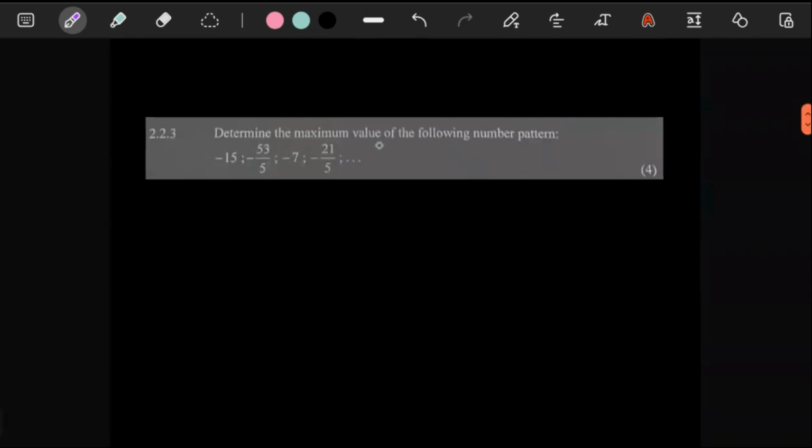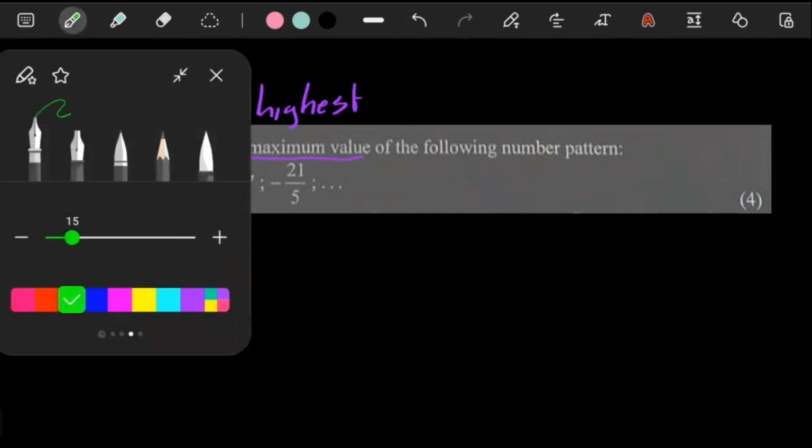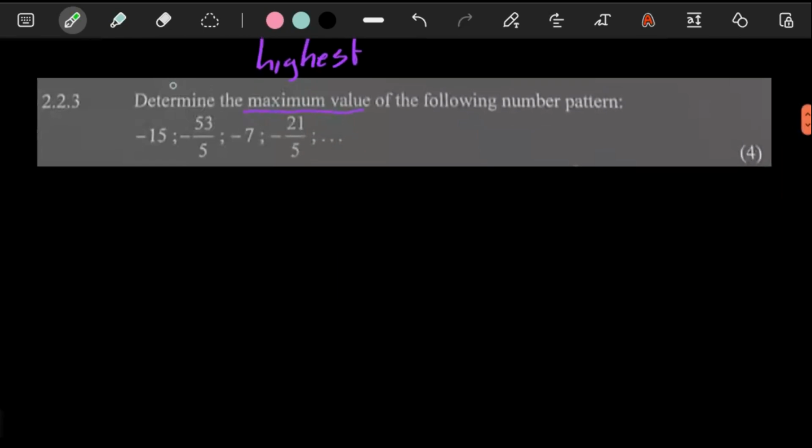Okay, it says determine the maximum value of the following number pattern. Maximum value, technically they just mean the highest value. So without us overthinking it, we need to find out what kind of sequence this is. Is it arithmetic, geometric, quadratic? My suspicion is that it's quadratic.